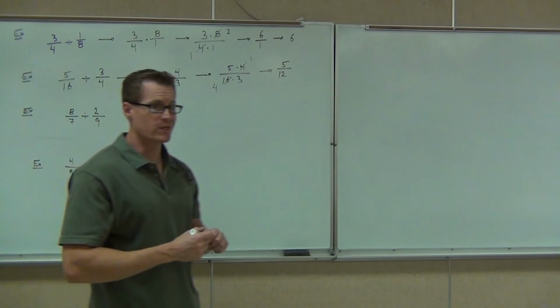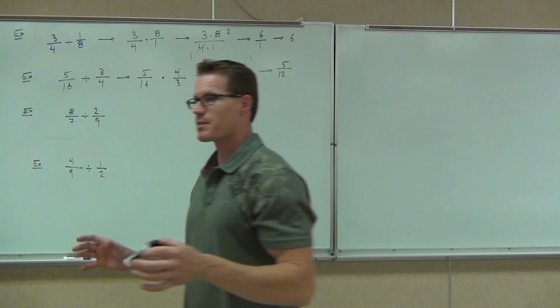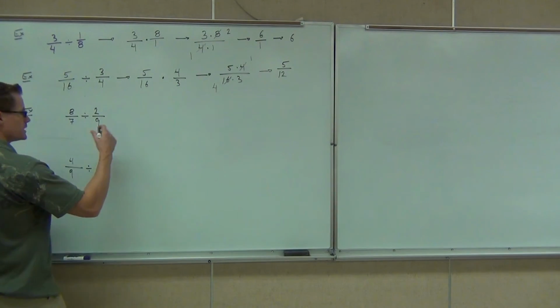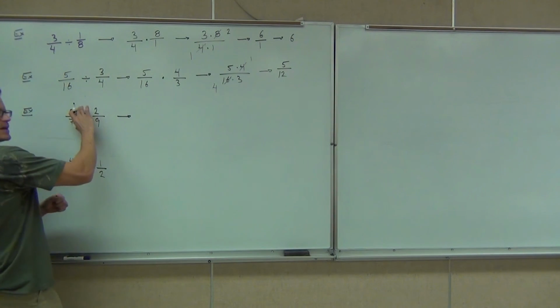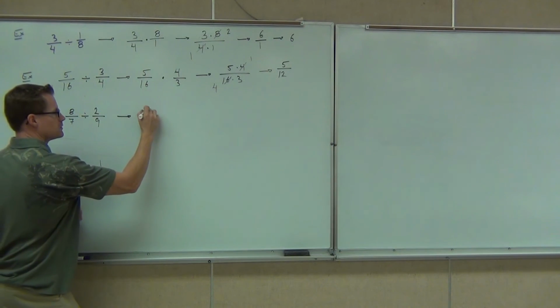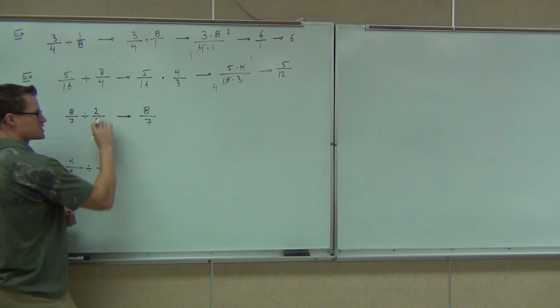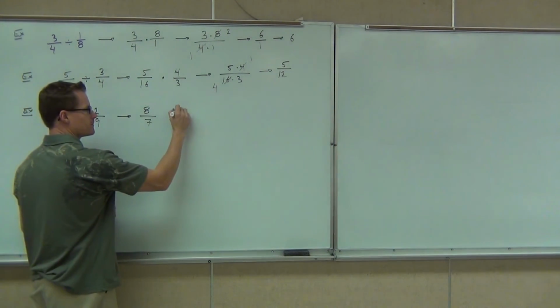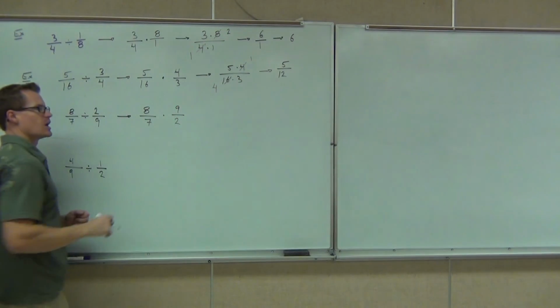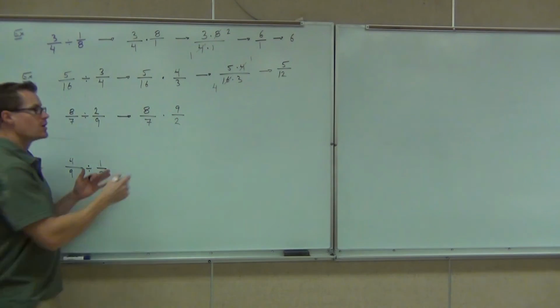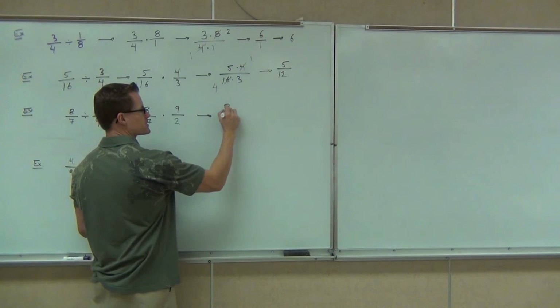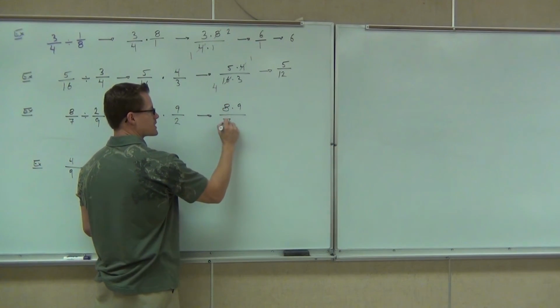Okay, first one. So we know that division is the same thing as multiplication by the reciprocal. So the first thing I'm hoping that you did, do you flip the 8/7? No. Do you reciprocate the 2/9? Yes. And instead of division, now we have multiplication. We'll extend our line, or you'll rewrite the fraction as 8 times 9 over 7 times 2.